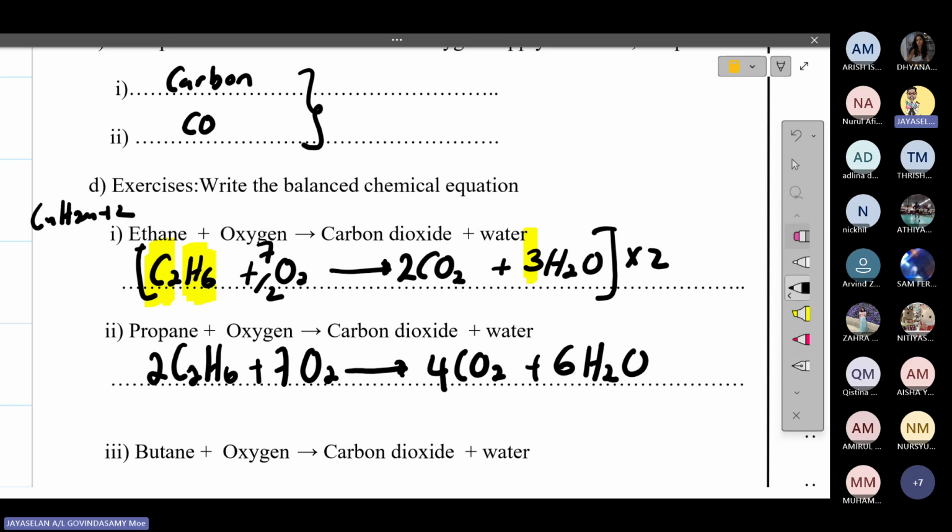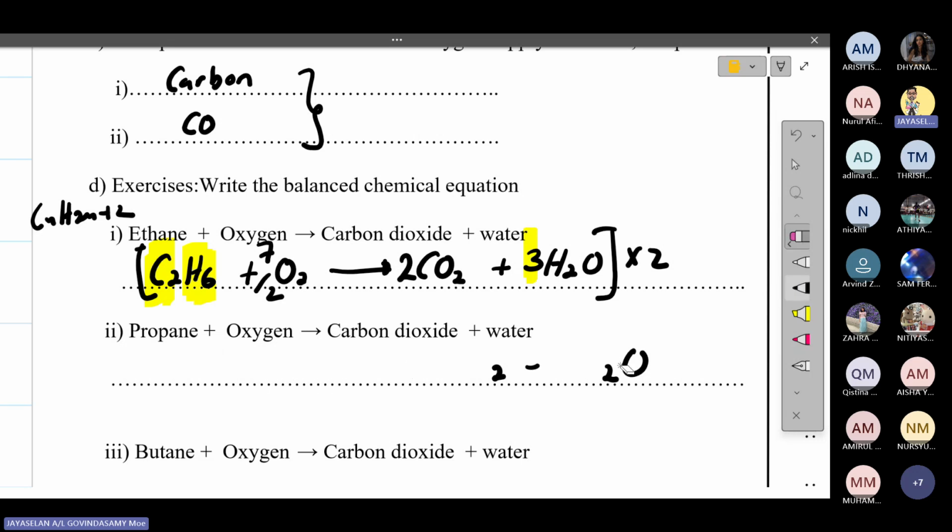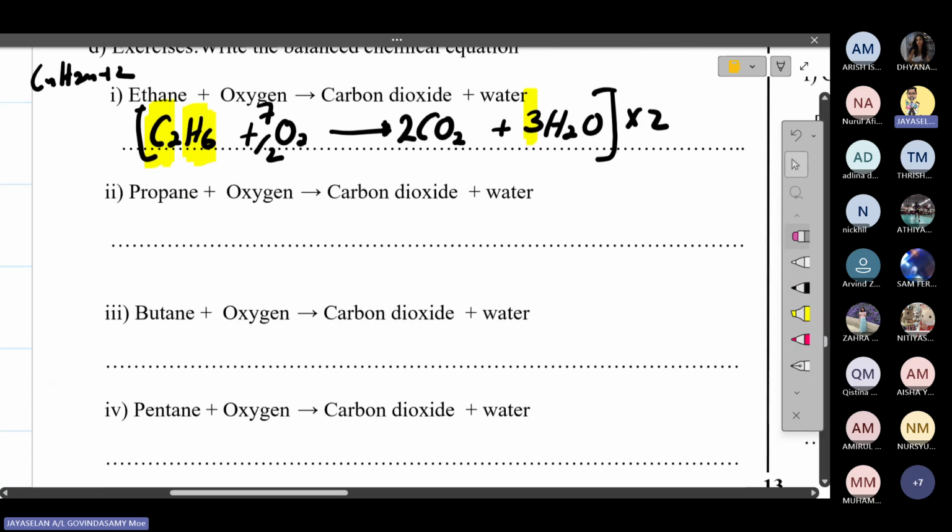If got fraction. Okay, so understand? Okay, now you do number 2. Number 2 you do, number 3 do as homework.